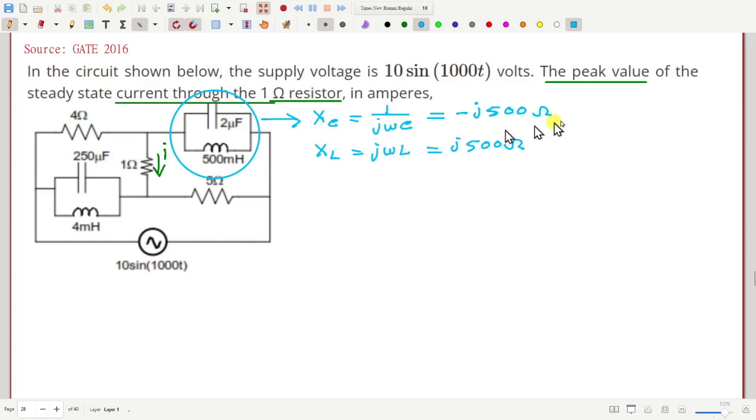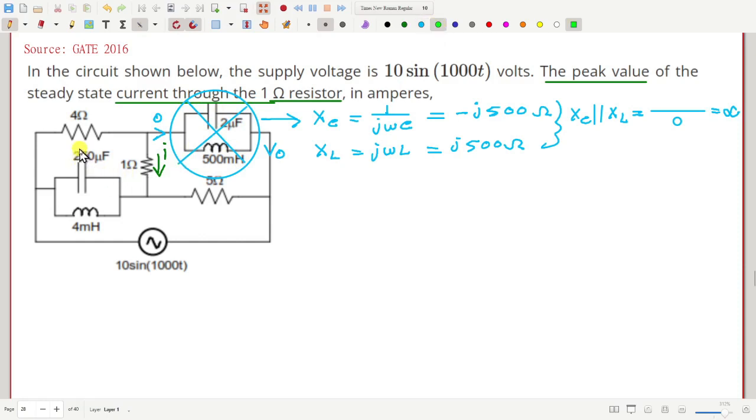Now how much is XC parallel XL? Infinite. Something divided by 0, so that means equal to infinite. Infinite means no current will flow here. So this current will be 0. Right? So that branch we can just forget.